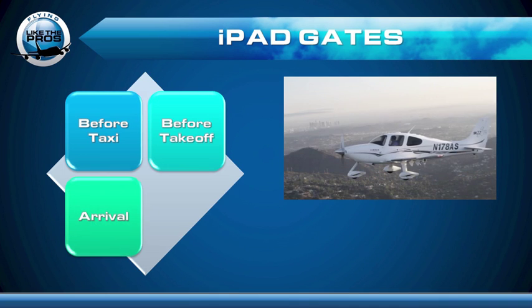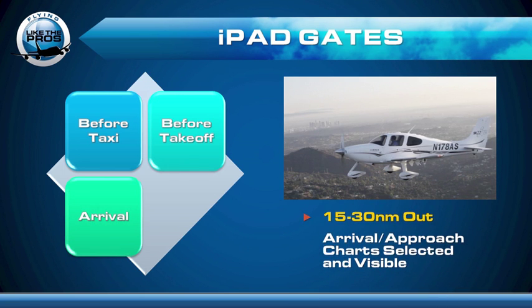The next gate, arrival, occurs 15 to 30 nautical miles out, and this depends on the type of aircraft that you fly and how fast it goes. Now, if I'm arriving VFR, I might get my VFR sectional out, or maybe I'll bring up an airport diagram that shows me the different entries into the airport or into the pattern. Or if I'm shooting an instrument approach, I'll get the approach plate brought up and I'll lock the plate once I've positioned it the way that I like it.